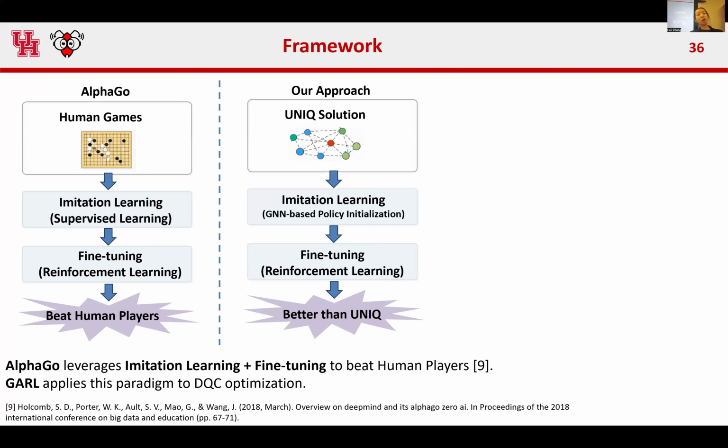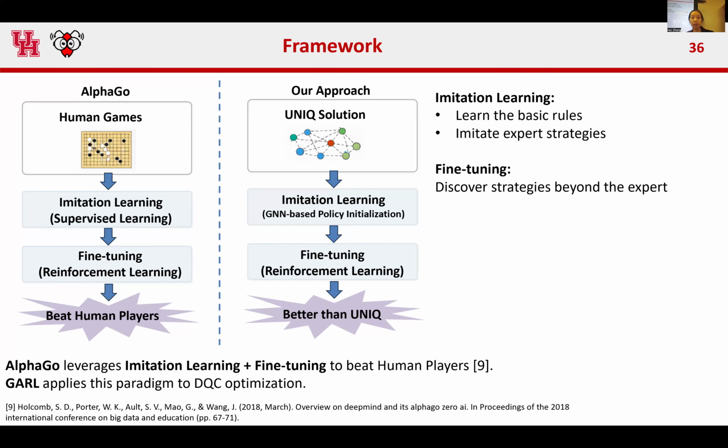So for our third work, we were inspired by AlphaGo. AlphaGo has 2 steps: one is imitation learning, one is fine-tuning. For the imitation learning part, AlphaGo will first learn the basic rules, learn from human games, and then imitate the expert strategies. For the second step, fine-tuning, it will discover strategies beyond the experts and use reinforcement learning. Finally, it can beat the human players.